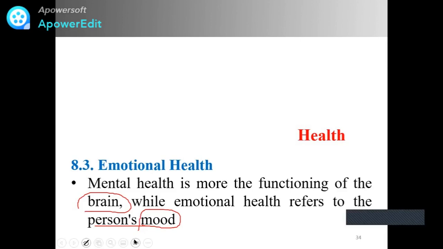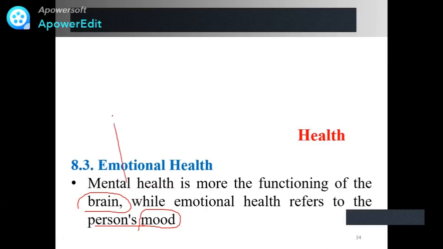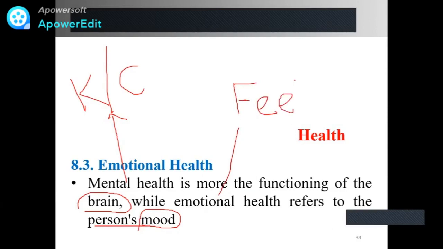In another way, mental health can be seen as knowing or cognition, while emotional health refers to feeling. Mental health means knowing, or cognitive. But emotional health means the feeling, how I feel.